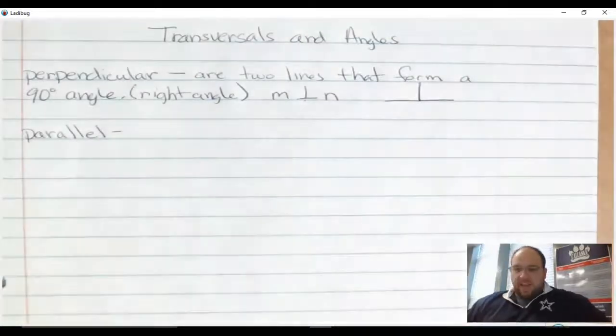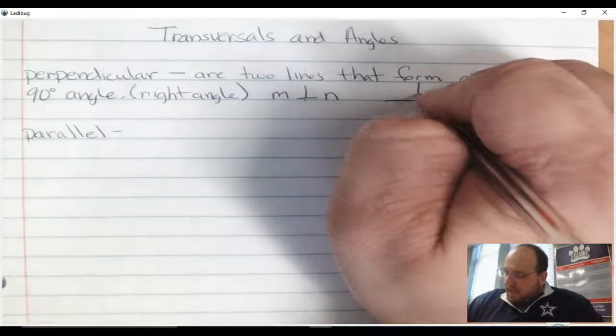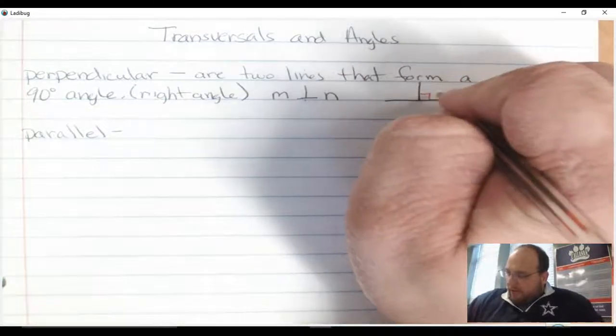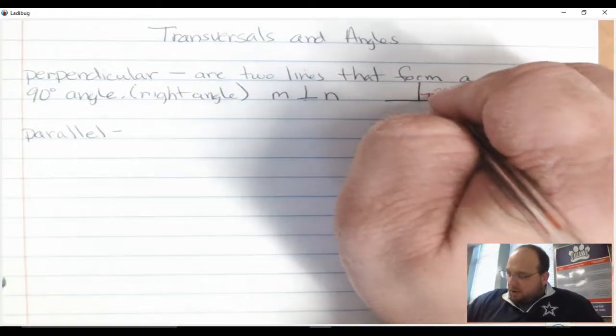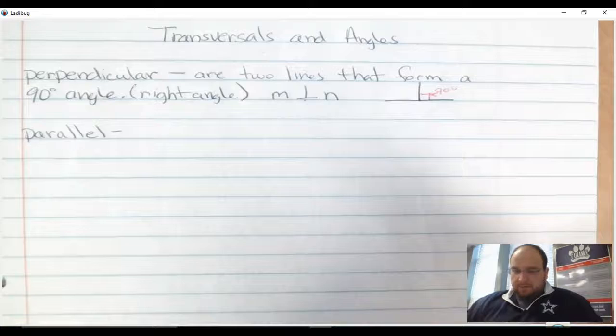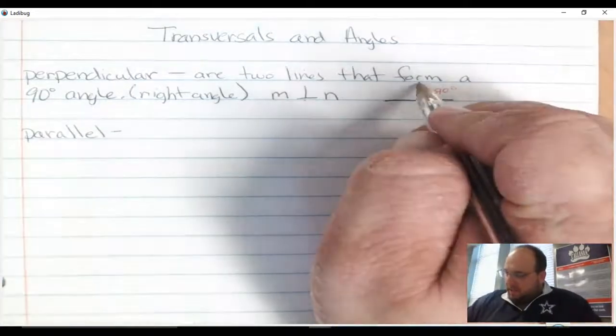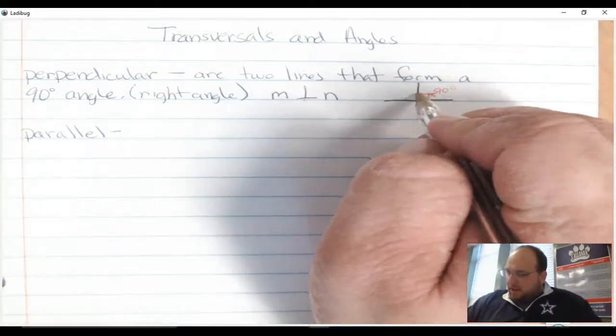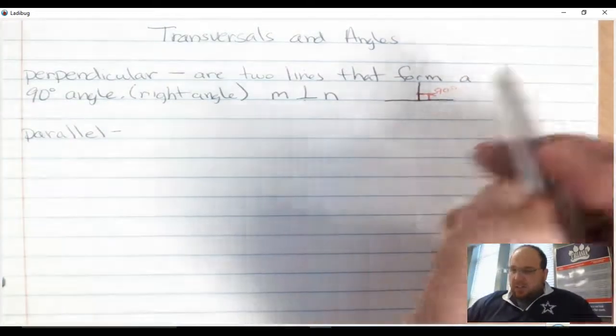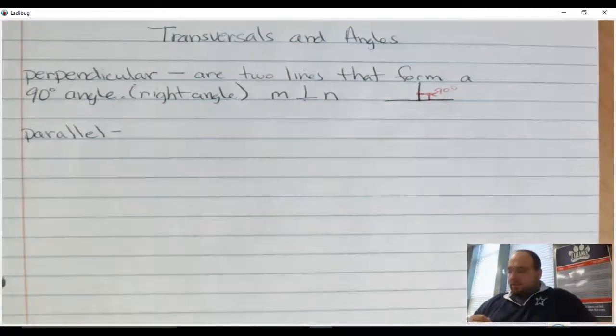You would see that, and then you would probably see a red box. And again, this is your 90-degree box. This just means that this line right here and this line right here, because that's what the 90-degree box is touching, forms 90 degrees.